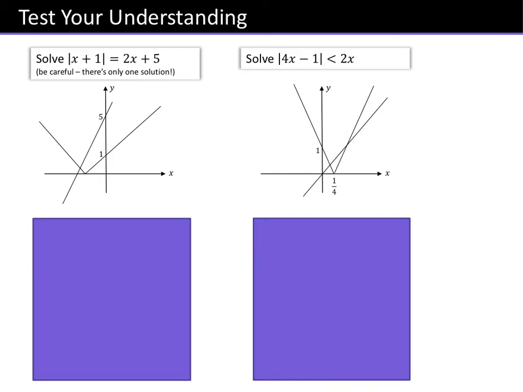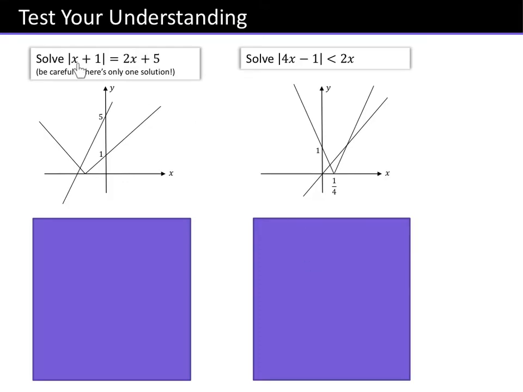Okay, so test your understanding. The reason why we draw graphs as well is that if you look at this graph here, there's only one solution to the graph. So you know whether you need to take the negative of your modulus or the positive, depending on where the graph is. I'm going to do this first question with you, then you can test your understanding on the second one.